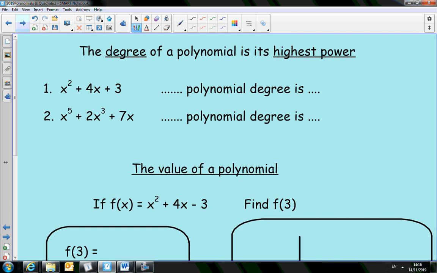So, number one here, we've got x squared plus 4x plus 3. Its highest power here is taken from x squared. So, the polynomial degree is 2. Number two, the highest power is going to be the polynomial degree, and that's x to the power of 5, so the polynomial degree is 5.